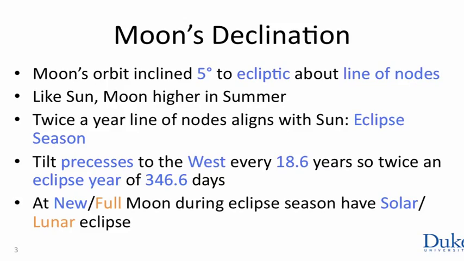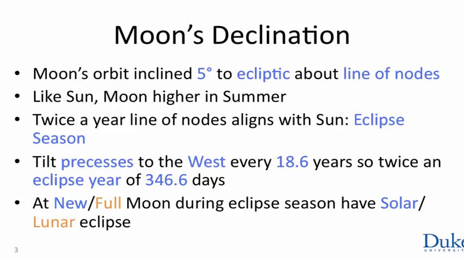In fact, like everything else that is tilted, the line of nodes wobbles. In other words, the tilt between the moon's orbit and the ecliptic is always 5 degrees, but its orientation wobbles, and as is the case with the Earth, it actually wobbles to the west because it is orbiting to the east. And so the tilt precesses to the west very slowly, once every 18.6 years or so. And this just means that the eclipse year, the year during which 2 eclipse seasons happen, is a little bit shorter than the full orbital year of the Earth, only 346.6 days.